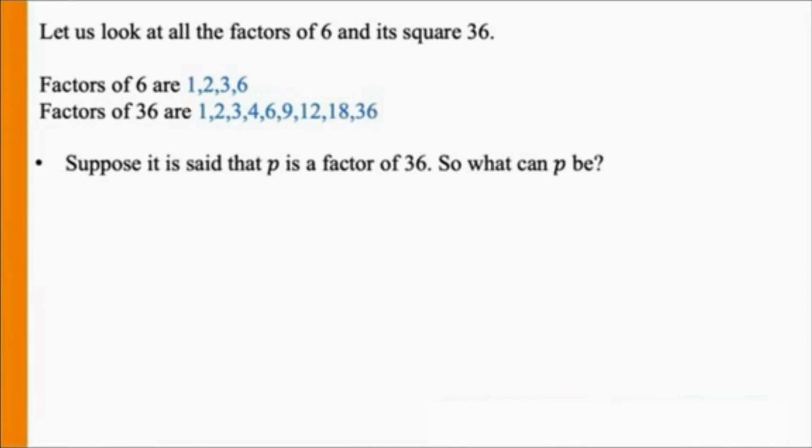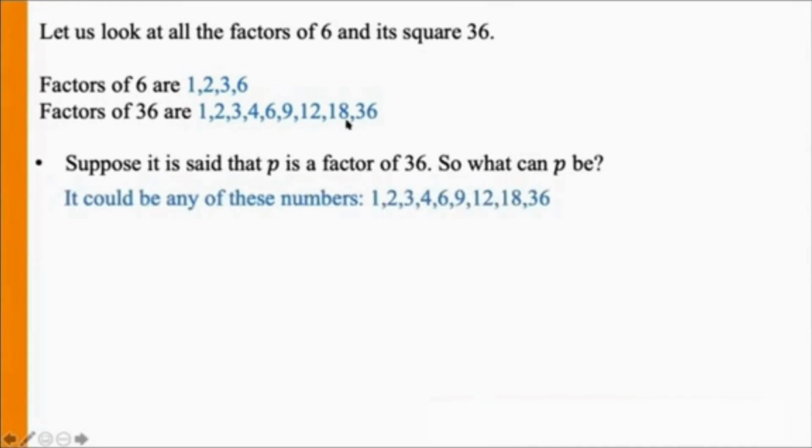Suppose it is said that P is a factor of 36. So what can P be? Looking at the factors of 36 here, we can say that P could be any of these numbers. It could be 1, it could be 2, 3, 4, 6, 9, 12, 18, or 36 itself.